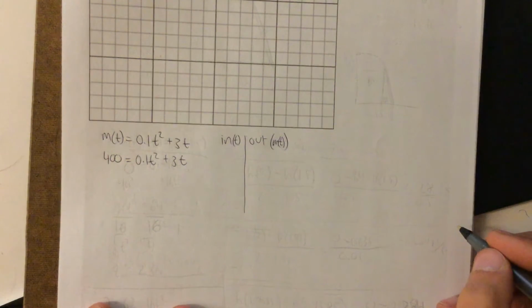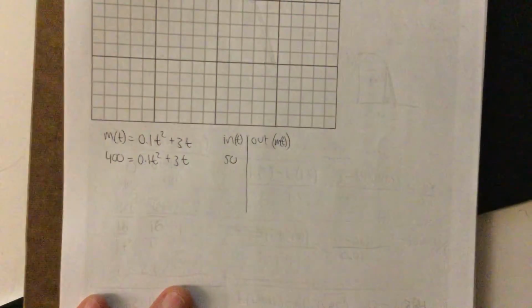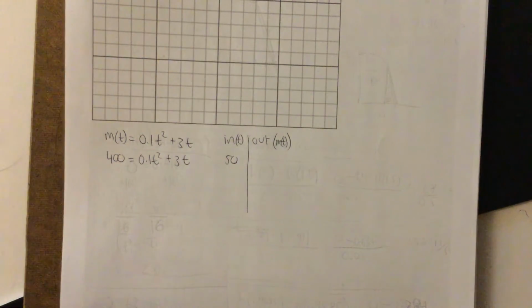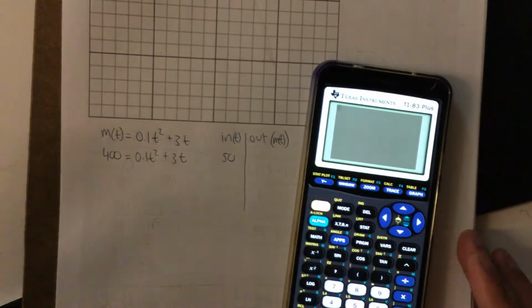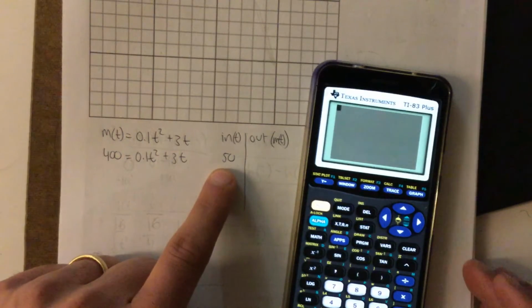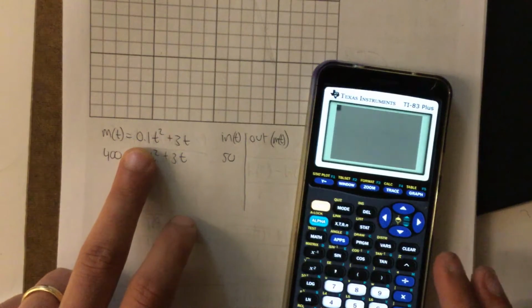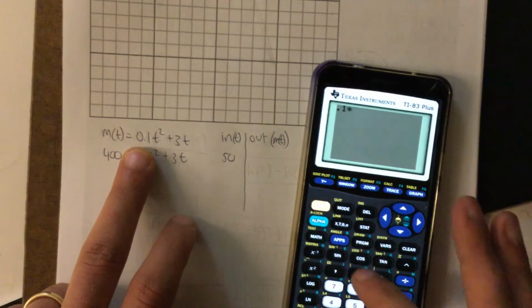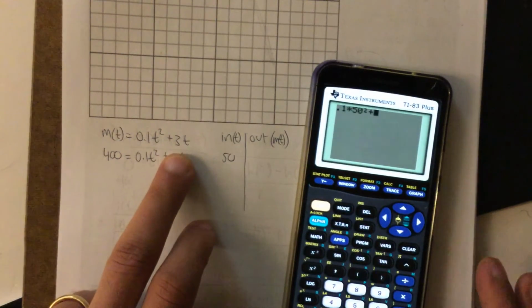Generally it takes people, let's try 50 seconds, to run a 400-meter dash, to run a segment of a 400. That's a pretty good time, especially for high schoolers, but this is the country's best, so we'll see if it's too much. If our out number is over 400, then we know we've gone too high. So let's try 50: 0.1 times 50 squared plus 3 times 50.